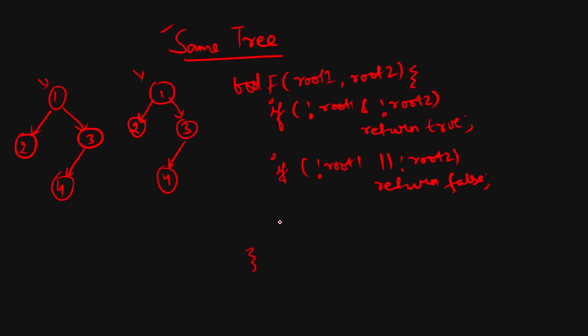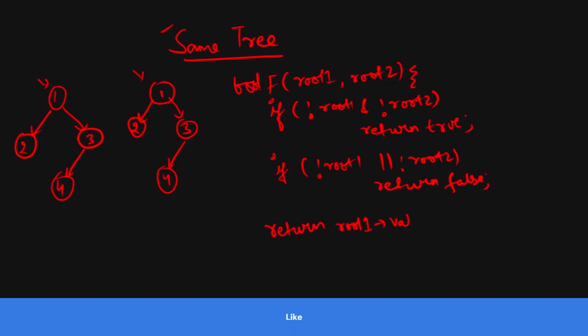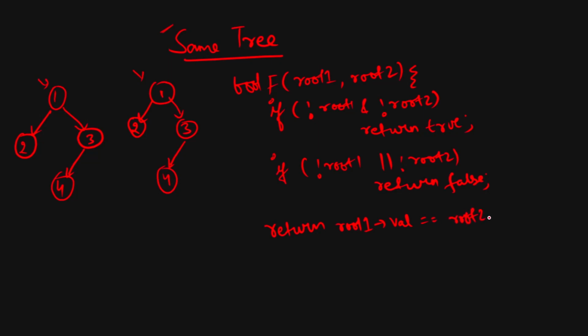So next I have to check, I will return whether this node's root 1 value equals root 2 value or not. Do I have to check any other thing? Yes. Right now we have checked only this one node, but we have to check all the trees.